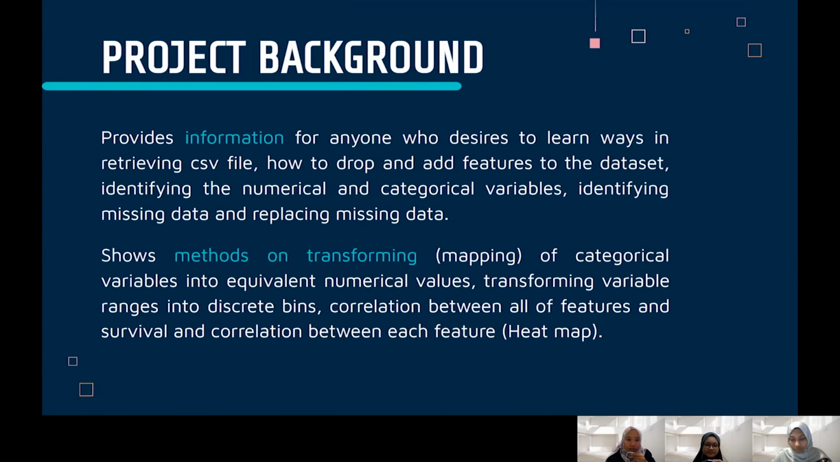For the project background, it provides information for anyone who desires to learn ways of retrieving a CSV file, how to drop and add features to the dataset, identify the numerical and categorical variables, identify missing data and replace missing data. It shows the method of transforming, which is mapping of categorical variables into equivalent numerical values, transforming variable range into discrete bins, correlation between all of the features and survival, and correlation between each feature in a heat map.